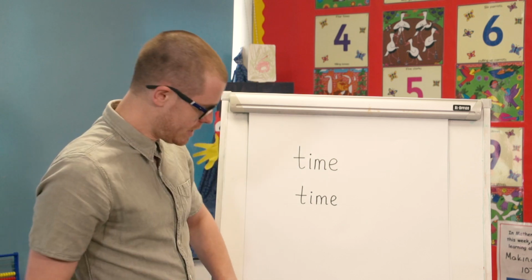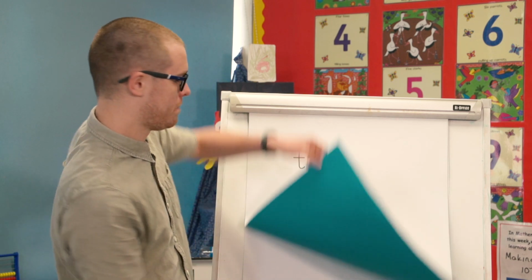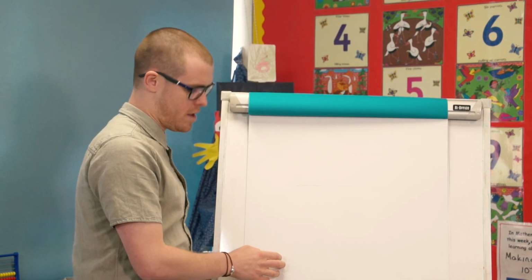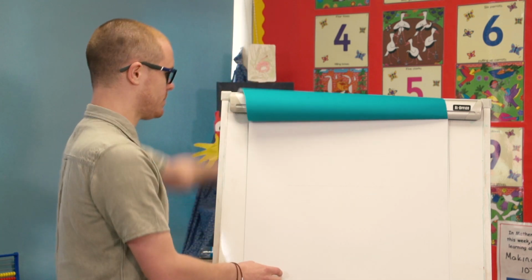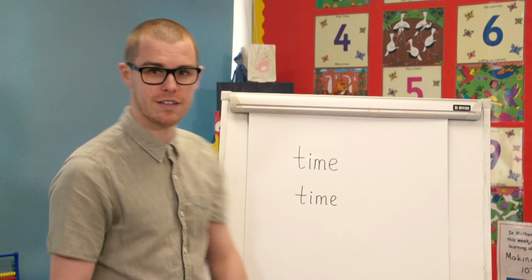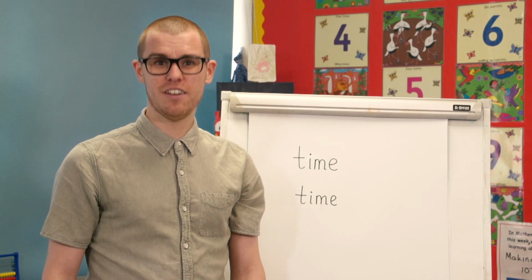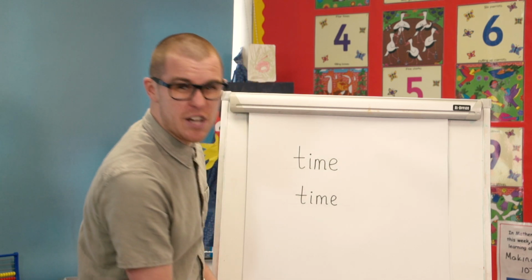Time. Now I want you to have a go. I'm going to hide the word. Say the word. Say the sounds. Write them down. And don't forget the split digraph I. Let's check our spelling. Did you get it right? Fantastic. Let's spell another word.